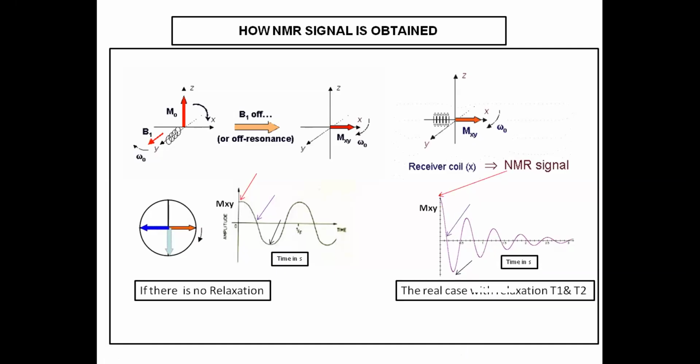If there is no relaxation, versus the real case with relaxation, you can see two curves here. One shows the evolution of MXY without decay, and here it is decaying with time. This decay with time is known as free induction decay. This decay is caused by relaxation, called T1 relaxation and T2 relaxation. These are very characteristic for a particular nuclei in a sample, and they give us different kinds of information.